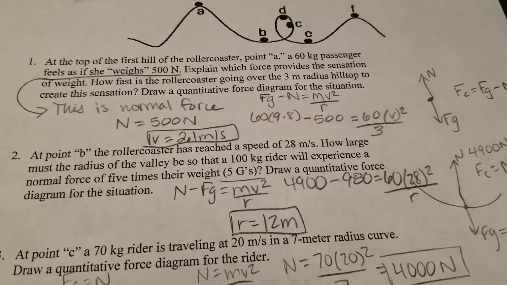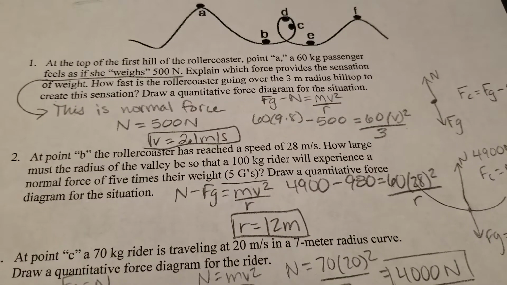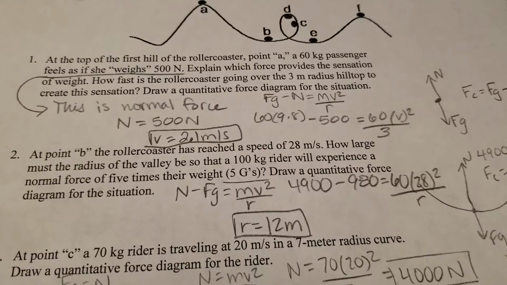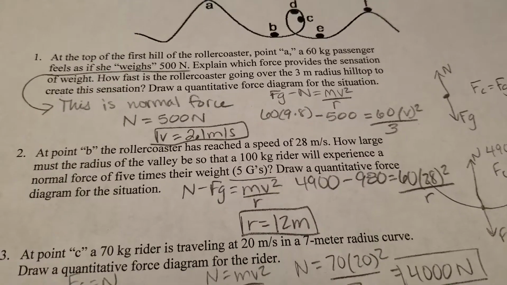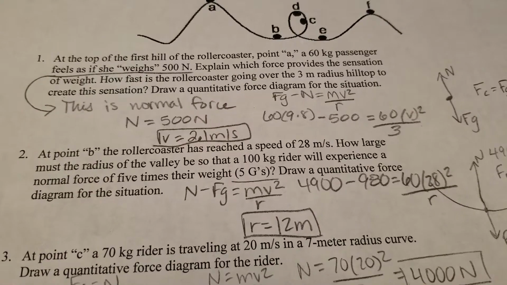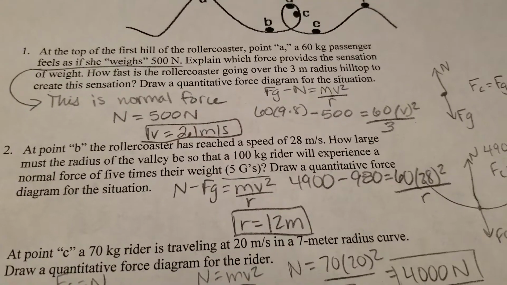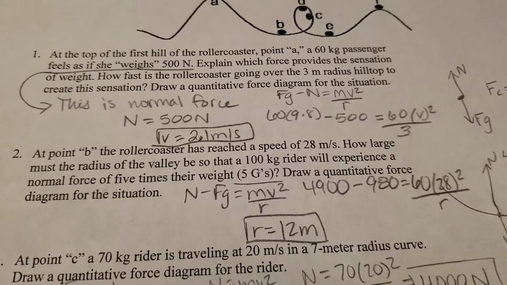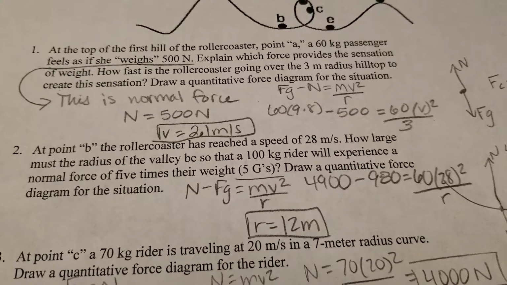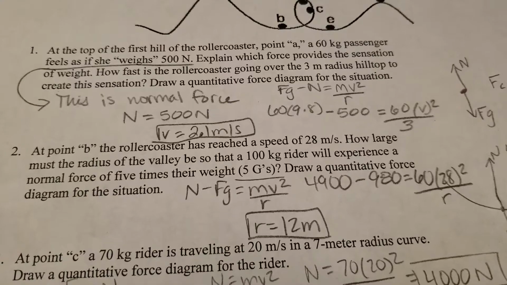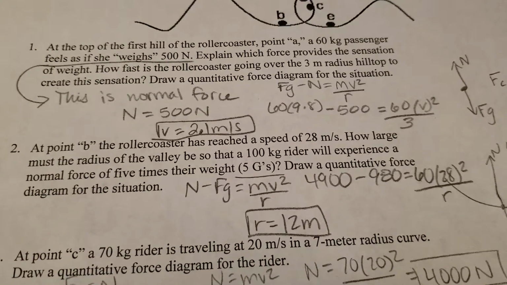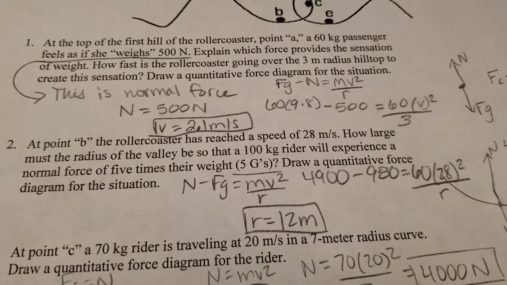Number one, it says the passenger feels that she weighs 500 newtons. The fact that the word "feels" is there means that that's the normal force. How you perceive your weight is the normal force. So we know N equals 500. Explain which force provides... okay, well, that's the normal force. "How fast" means we're going to be looking for the speed, and it says draw a quantitative force diagram.